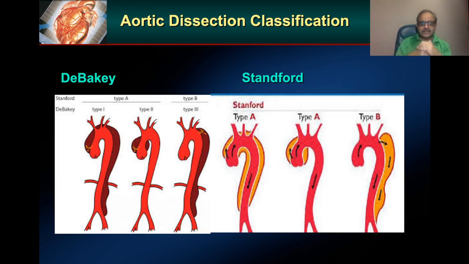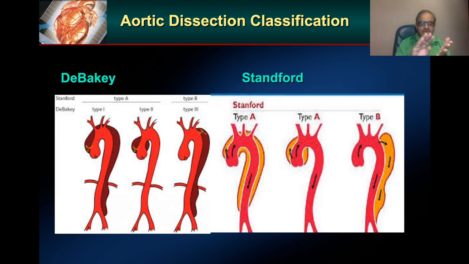Aortic dissection is classified according to which part of the aortic segment is involved. Type A aortic dissection is when the ascending aorta is always involved. We call it type A dissection. And type B dissection is when the descending aorta is involved. So the Stanford classification says if the ascending aorta is involved, the patient is having type A aortic dissection, and if the descending aorta is involved, the patient is having type B aortic dissection.